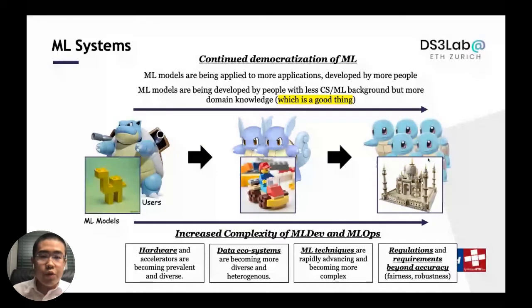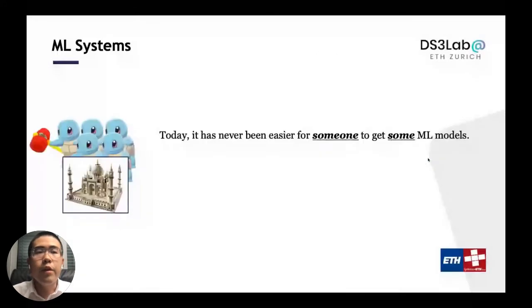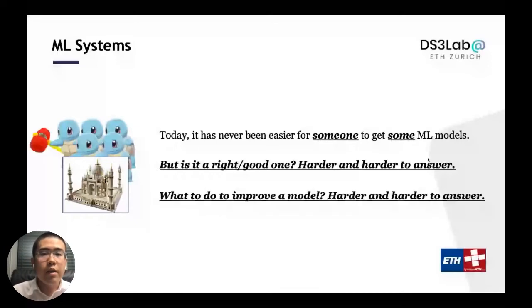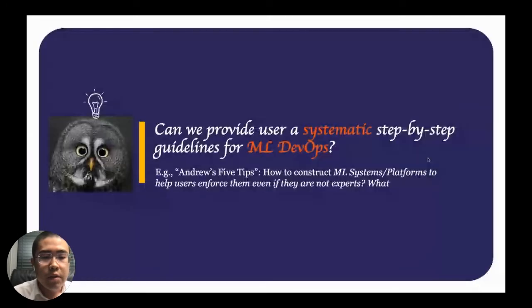So if you look at these two trends and look at what we have today, with all those users building complex machine learning applications with their current machine learning tools, I think it's fair to say that it has never been easier for someone to get some machine learning model out of today's AutoML tools. However, I think it's also fair to say that whether the model they are getting is the right one or a good one is getting harder and harder to answer. And if it is not good enough, how to systematically improve such a model is also getting harder and harder to answer.